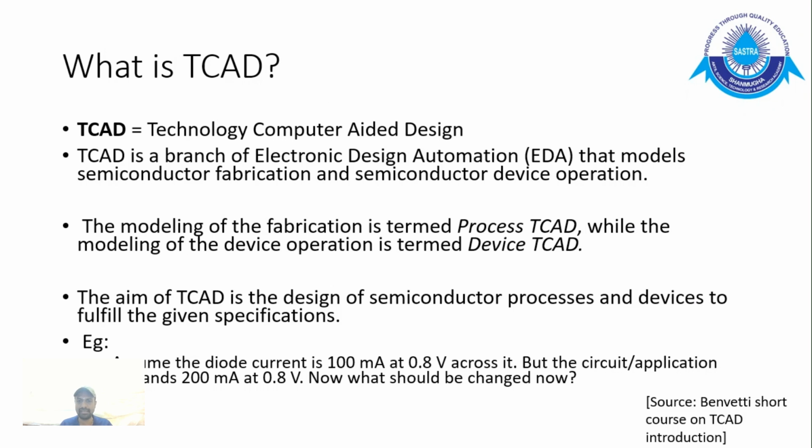Suppose the diode current is 100 milliampere at 0.8 volt. The diode is going to have an exponential behavior at 0.8 volt, and there's going to be 100 milliampere. But now, for the circuit designer, there is a requirement for more current, say for example, 200 milliampere. Now, what will you be doing in the process so that the current doubles for the same voltage it was working at? This is what I'm calling device specification.